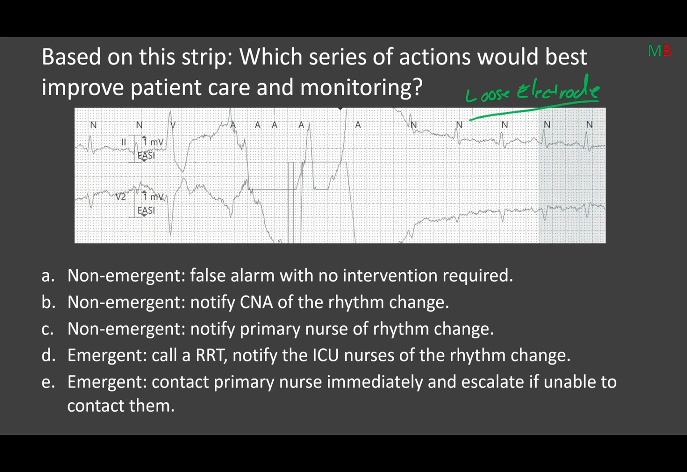And if we're dealing with a loose electrode, which part of the care provider team is most appropriate to try and fix that? Well, it's not a false alarm because there is something wrong. Is it non-emergent and we can have the CNA notified about what's going on? Is it non-emergent and we tell the primary nurse instead about this rhythm change and that's something they need to fix? Is it emergent and we should call an RRT, or should we contact the nurse immediately and escalate because the patient's in danger? Well, it's neither one of these.